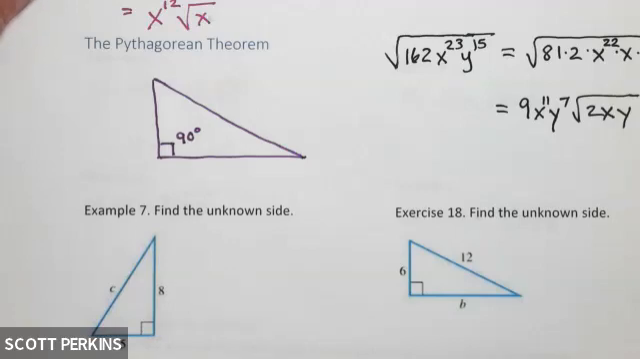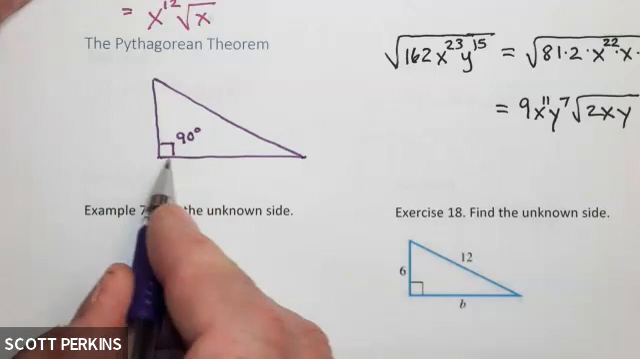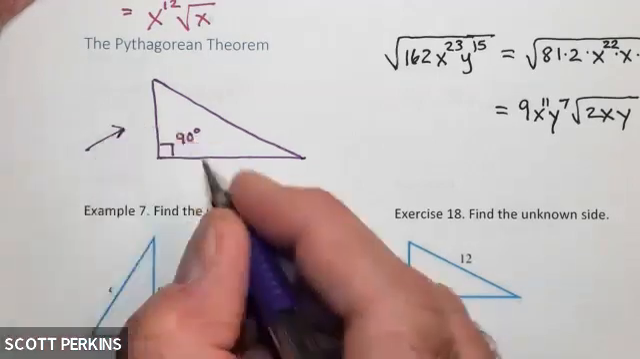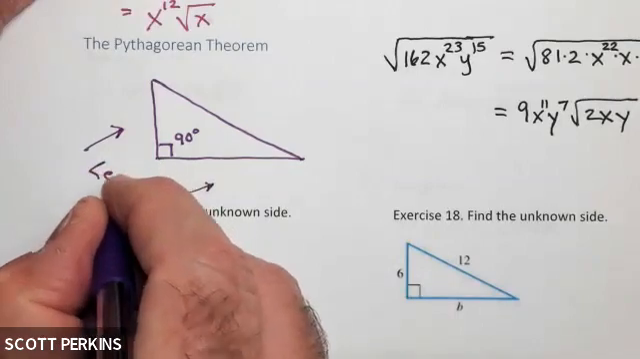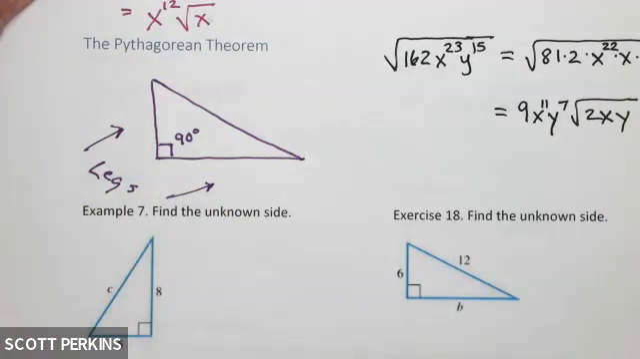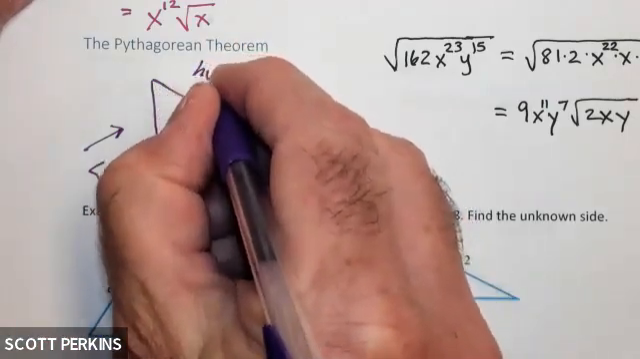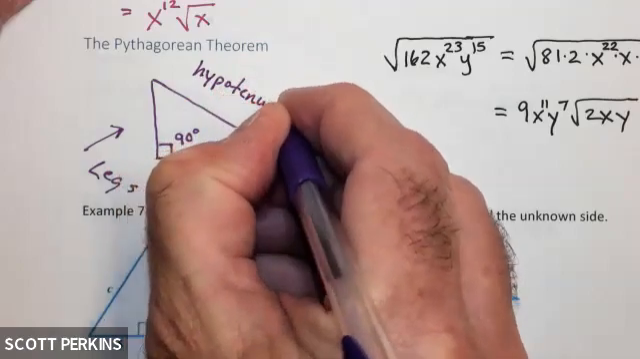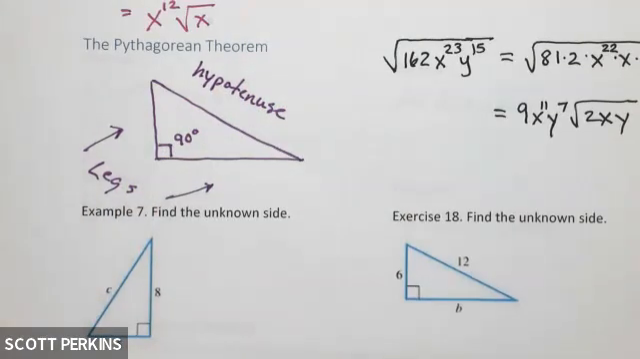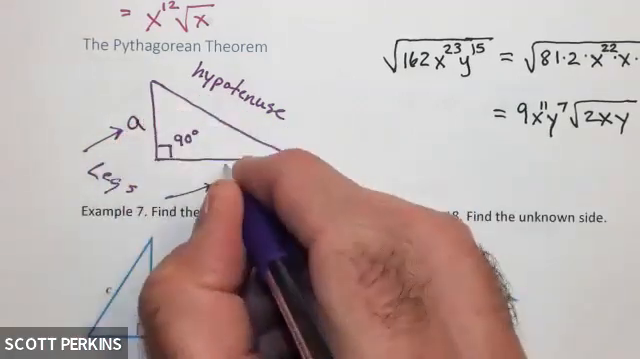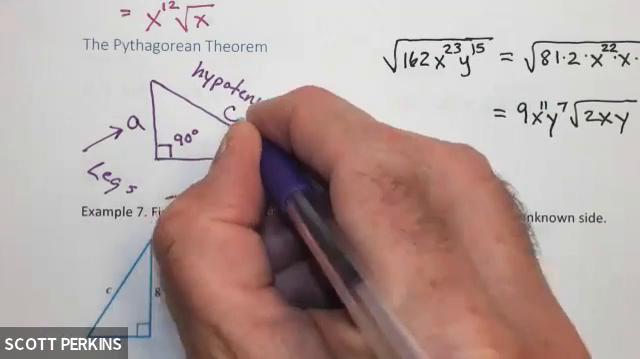Just for terminology, when you're reading problems, these two sides that border the right angle, these two sides right here, are called the legs of the right triangle. And then the longer side right here, opposite the right angle, is called the hypotenuse of the triangle. I'm not going to quiz you about terminology, but it's always good to have that in your back pocket. The traditional letters historically used for the sides of the right triangle, I'm not going to break tradition: you use a and b for the legs, and you use c for the hypotenuse.